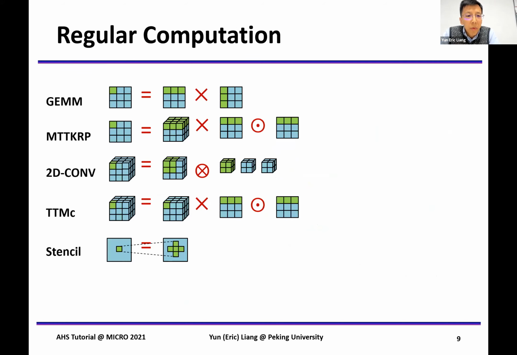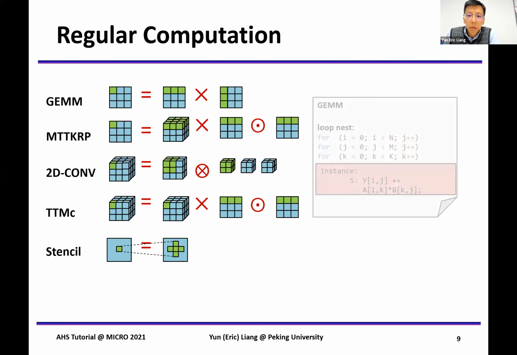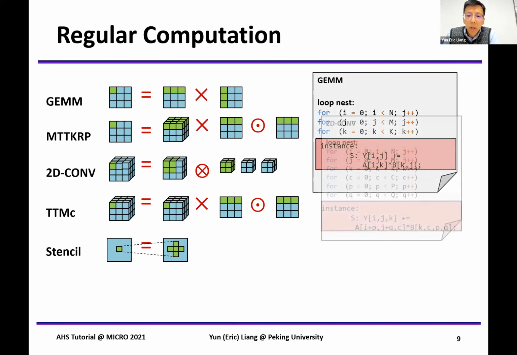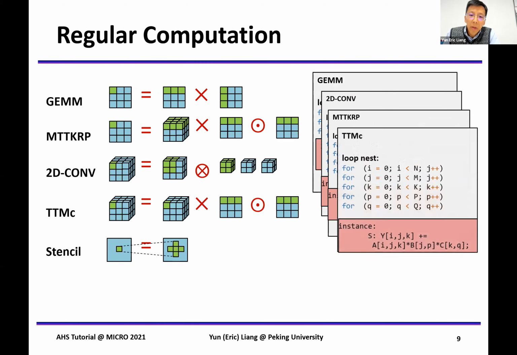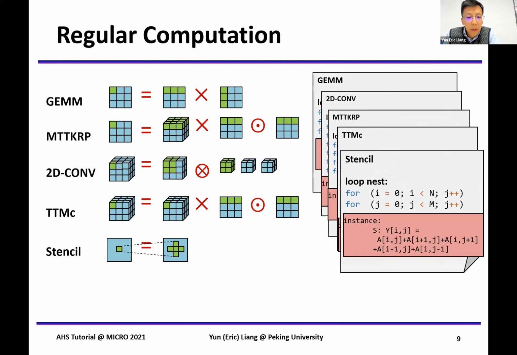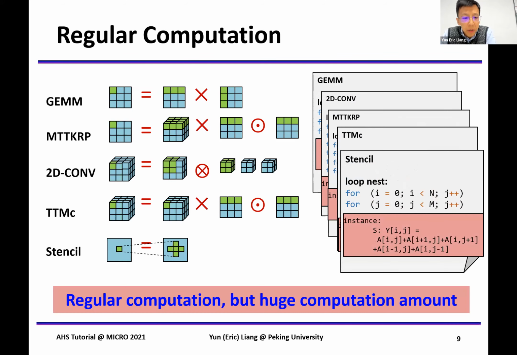Here I list some typical tensor computations. They are GEMM, MTTKRP, 2D-CONV, TTMC, and the stencil. These computations are very regular, so they can be represented using perfect nested loops like this. But different tensor computations are still different in terms of the tensor size and also the way they reduce the data. Overall, tensor computation tends to be regular with high parallelism, but at the same time demands a huge computation amount.